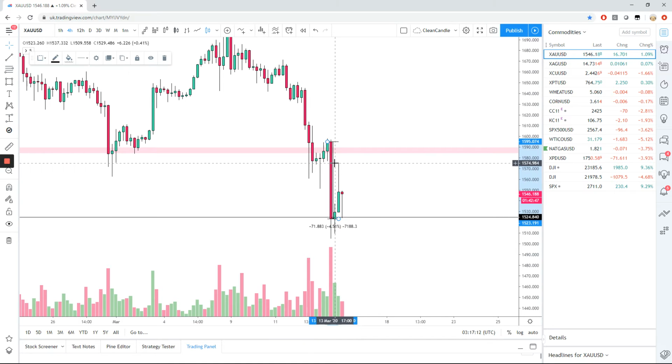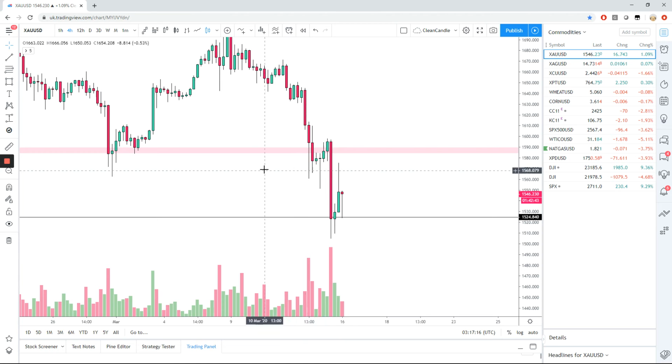It's a $71 move in gold, right? So even if you took out one gold, that's $71 if you catch the move. And with the leverage, you can probably get yourself a couple of gold in your position.